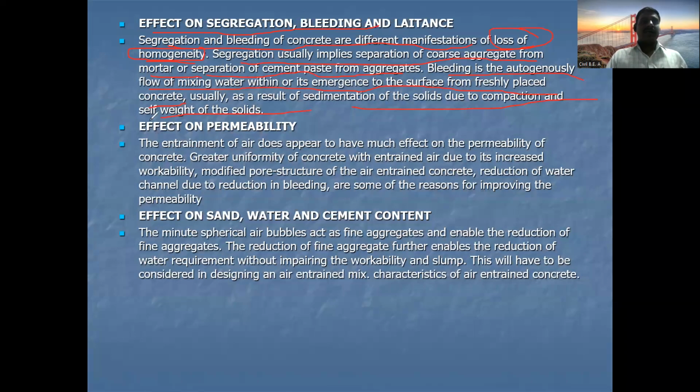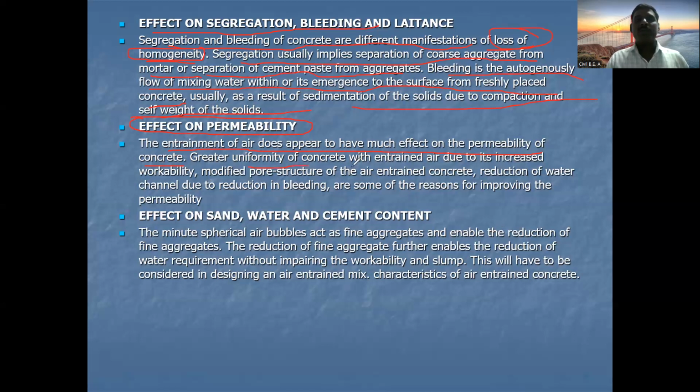Then next is the effect on the permeability of concrete. The entrainment of air does appear to have an effect on the permeability of the concrete. As we have discussed, we are decreasing the permeability of concrete if we add the air entraining agent into the concrete.